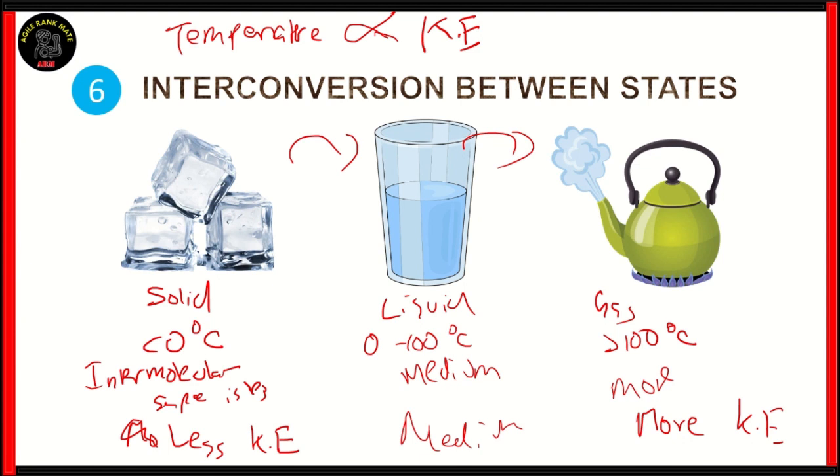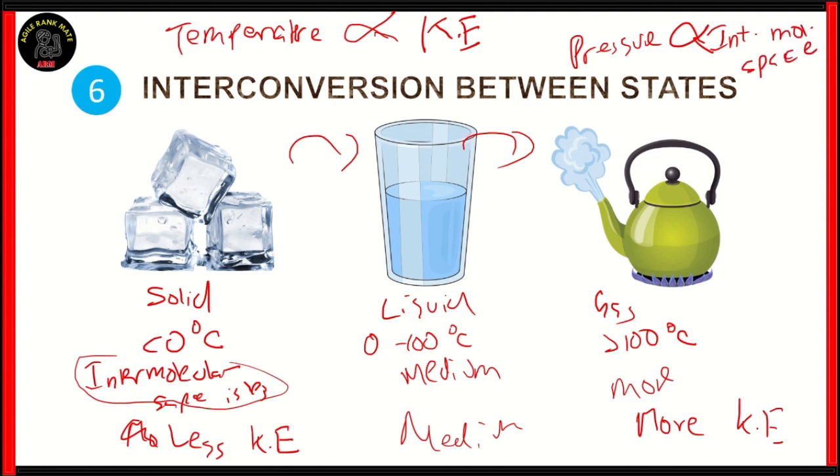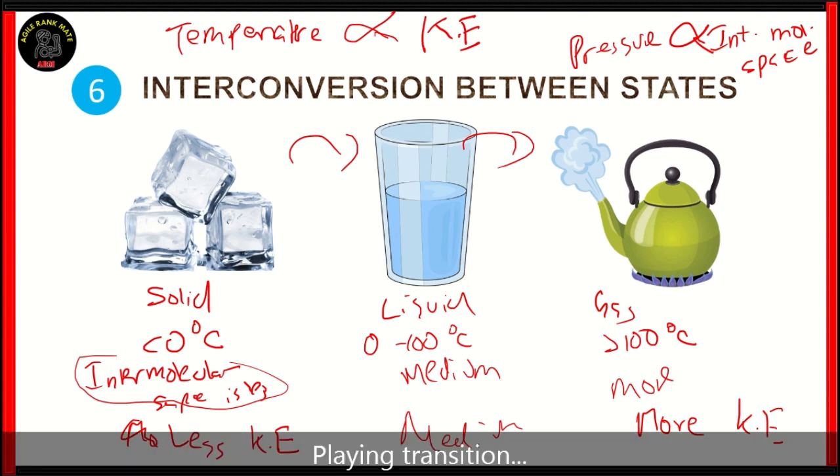Next we discussed pressure. Pressure is basically focusing on the intermolecular space. A solid has less space between the particles, gas has more space. If we put pressure, gas turns into liquid, and if we put more pressure, the spaces decrease and it turns into solid. So pressure is related to the intermolecular space. So this is basically the interconversion between states based on pressure and temperature.